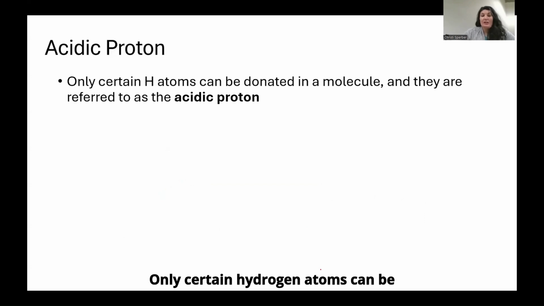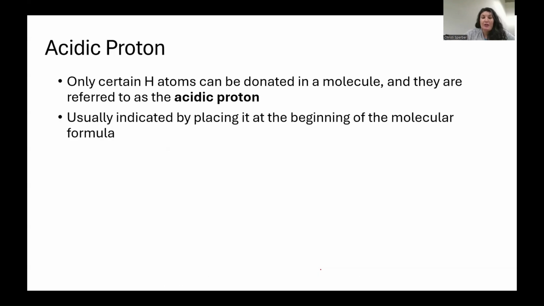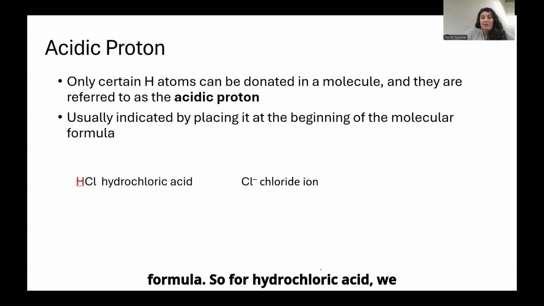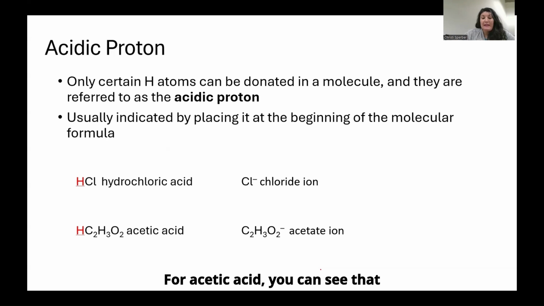Only certain hydrogen atoms can be donated in a molecule, and they are referred to as the acidic proton. They're usually indicated by placing them at the beginning of the molecular formula. So for hydrochloric acid, we have HCl, and the H is the acidic proton. For acetic acid, you can see that it's HC2H3O2. We don't have C2H4O2. We don't combine the hydrogens. We have a hydrogen in front, which shows us that we can donate one hydrogen and make the acetate ion.